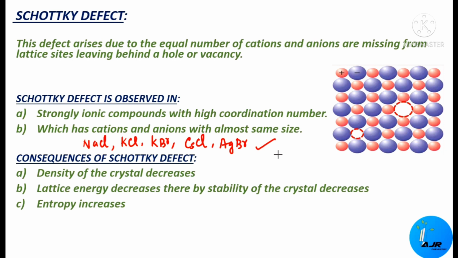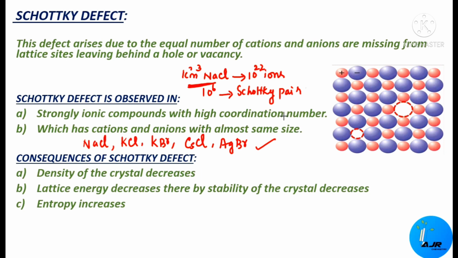1 centimeter cube of NaCl will have 10 to the power 22 ions, in which 10 to the power 6 Schottky pairs can be observed. Thus, there is one Schottky defect per 10 to the power 16 ions, understood?